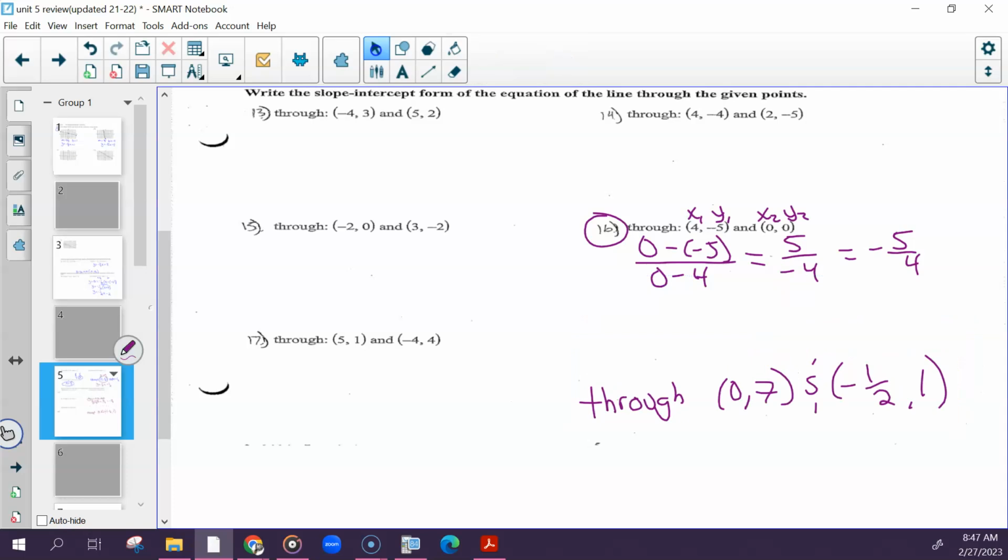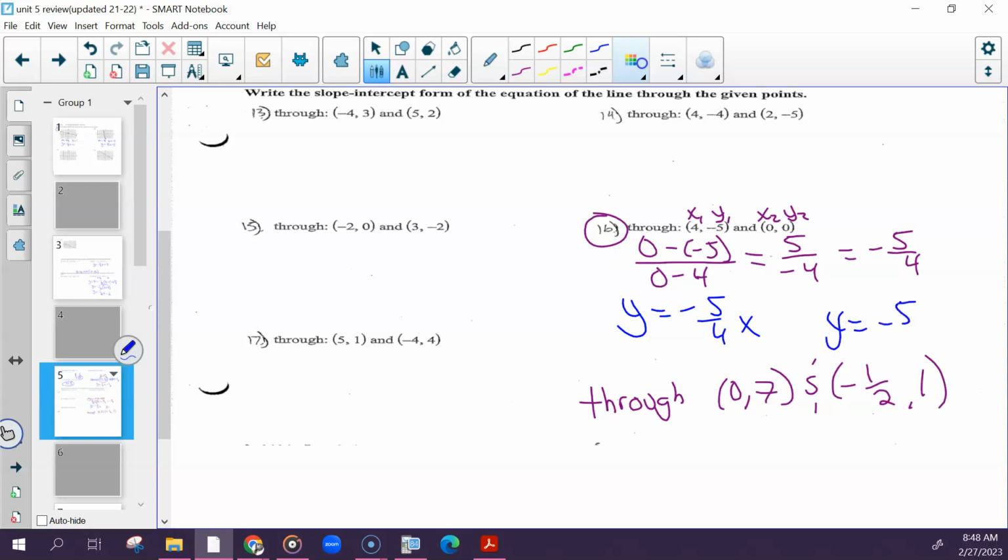Do we have to do the work to find our y-intercept? No, we're given it. What is our y-intercept? So that's negative 5, 0. So y equals negative 5 over 4 x plus 0, either way. Questions on that one before we do the one I wrote in?